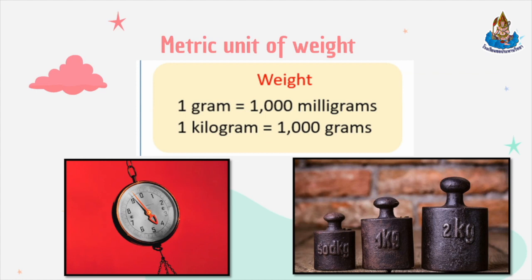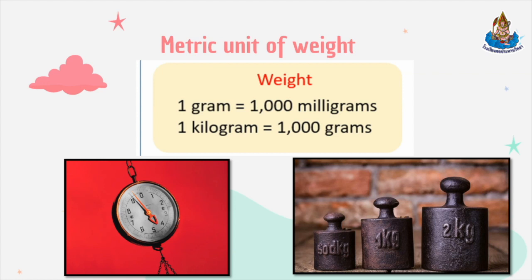Next, metric unit of weight. So we have weight. 1 gram is equal to 1000 milligrams. 1 kilogram is 1000 grams. Just like our song a while ago, right?